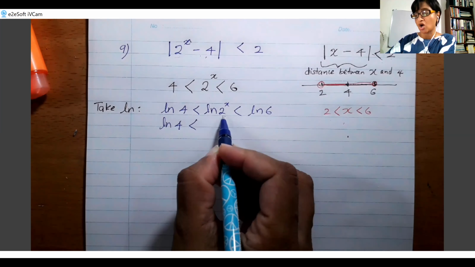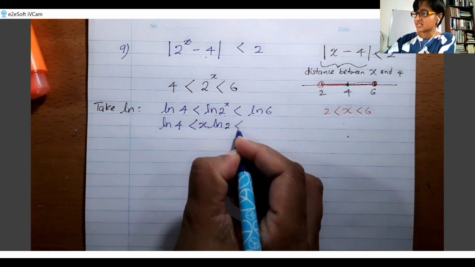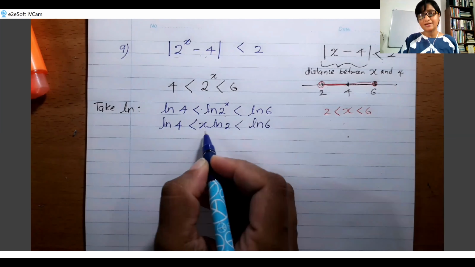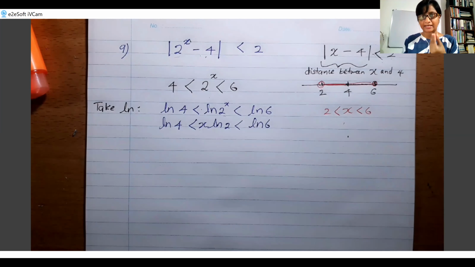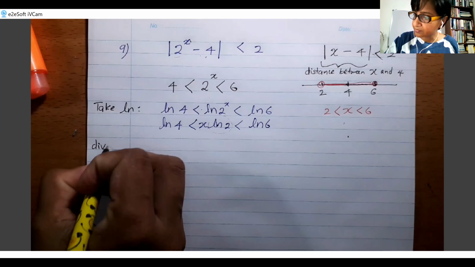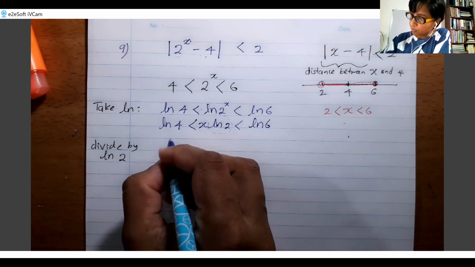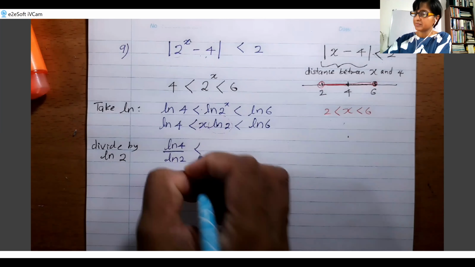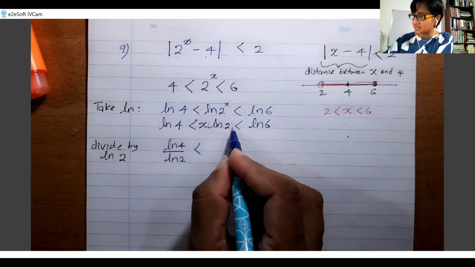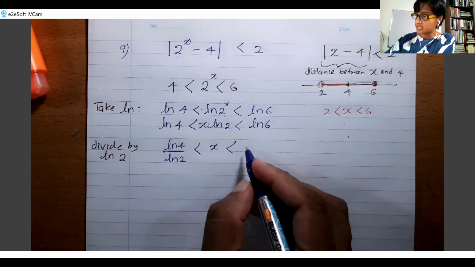Now, because I took ln, I can bring this x down to the front. So this is x ln 2, ln 6. Now I have to isolate x, right? In the end I have to get an inequality only for x. So what should I do now? Divide throughout by ln 2, this number. So let me write here what I'm doing. Divide by ln 2. What does that give me? Ln 4 over ln 2. And when I divide the middle part by ln 2, I just get x. That's exactly what needs to happen. X is now isolated. And ln 6 on this side over ln 2.